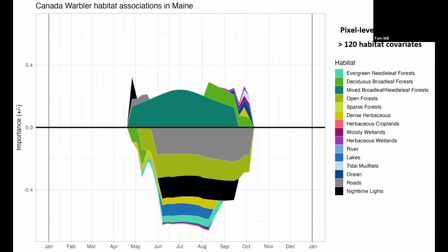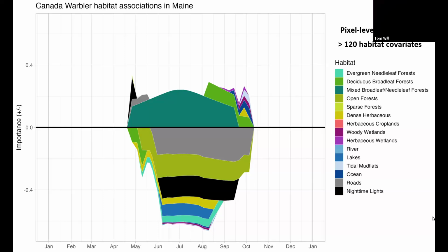So what you see above in this plot, we model about, is there any way to get rid of that? So we have over 120 habitat covariates right now that go into our modeling process. And this looks at the relative importance of these covariates in a dynamic framework within a specific pixel, or this is for the state of Maine.